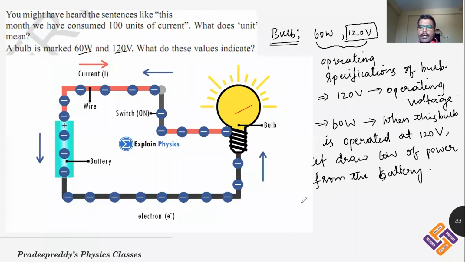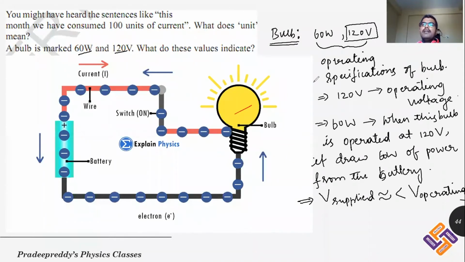Therefore, remember, the voltage supplied should be numerically equal to or less than the operating voltage. Remember this. Supplied voltage in the circuit should be less than or equal to operating voltage, but not greater than operating voltage. If it is greater, then as I told you, there will be greater load in the circuit. The bulb will draw more current, which results in more heat. More heat means that the bulb will burn off.